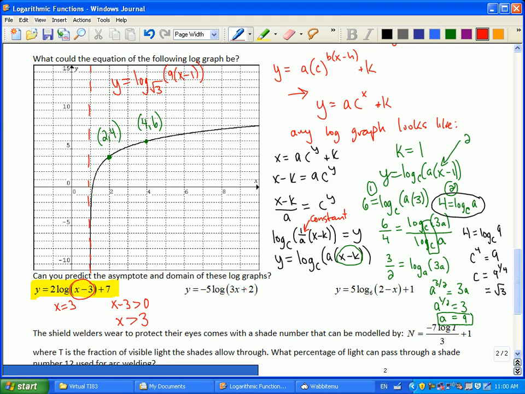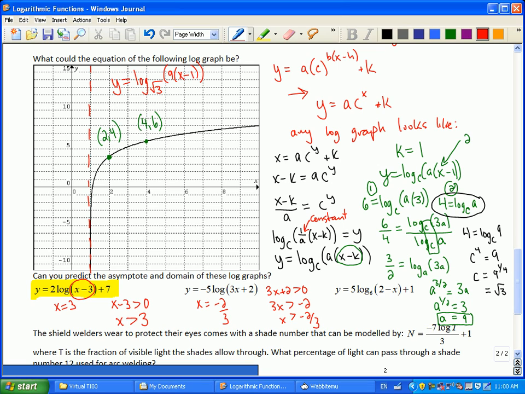Negative 2 over 3, I heard. Does that sound right? Okay, I'll believe you. And the domain is going to be everything where this is greater than 0. So I'm looking for where 3x plus 2 is greater than 0. So 3x is greater than negative 2. x is greater than negative 2 over 3. So it's everywhere bigger than the asymptote.